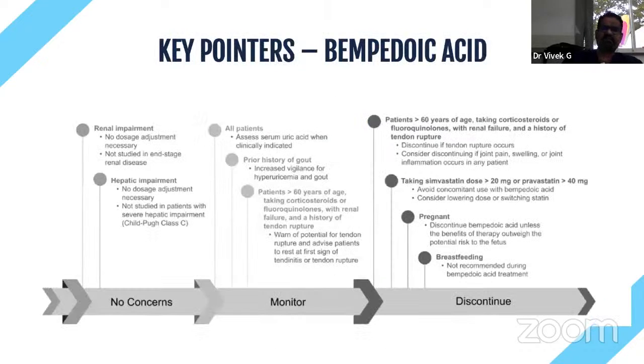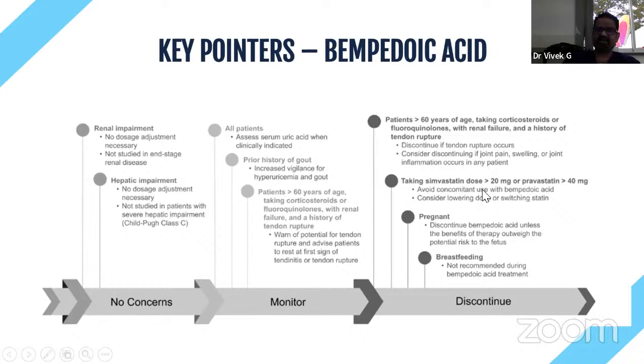So some key pointers, how do you actually use them in clinical practice? In renal impairment, there's actually no significant dosage adjustment necessary in hepatic and renal impairment, but kindly note that in severe liver dysfunction or severe kidney injury, there are no studies. In patients with high uric acid, you need to be careful. If they have a past history of hyperuricemia or gout, you need to be careful with them. And then patients who are more than 60 years of age, who are taking corticosteroids or fluoroquinolones, or have renal failure and a history of tendon rupture, you need to be very careful in these patients. And if it actually occurs, you need to discontinue it.